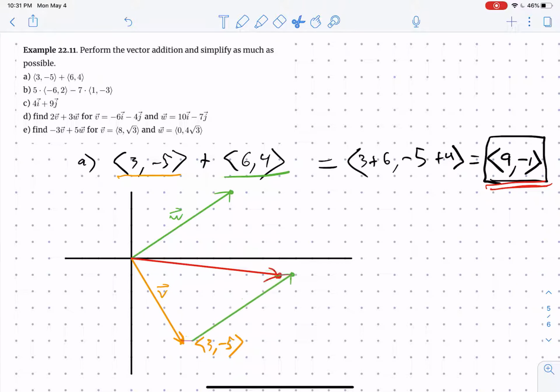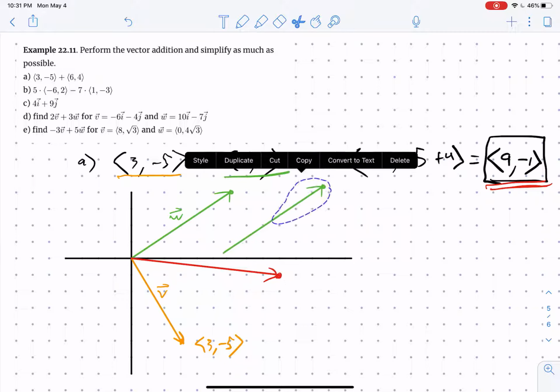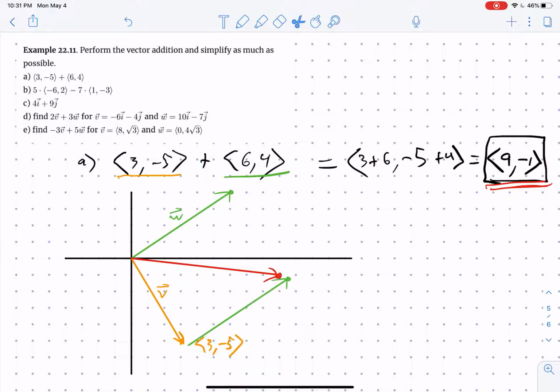Okay. So what I'm going to do is I have a copy of my vector w, and I'm just going to move it so that the base is right at the end of my vector v. And you'll notice what happens is if you follow first the vector v and then the vector w, you end up at exactly the end point of the sum vector. And it works not only that direction, but it works the other way too.